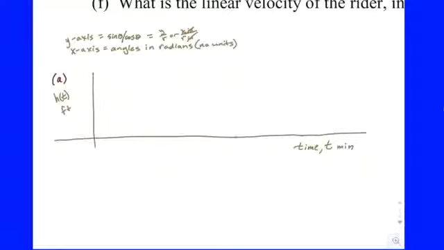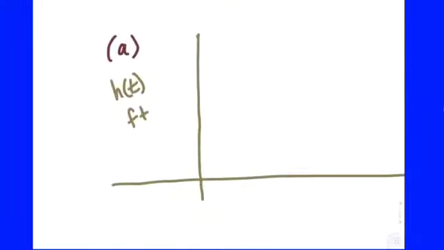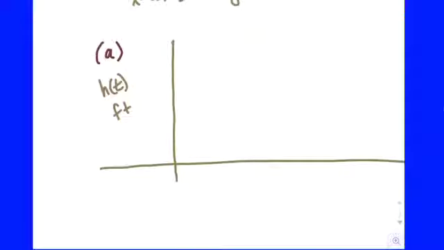Well, let's do the vertical axis first. If the vertical axis measures the height, what's the lowest our rider gets? 5 feet. So I'm just going to call this 5 feet right there. What's the highest the rider gets?